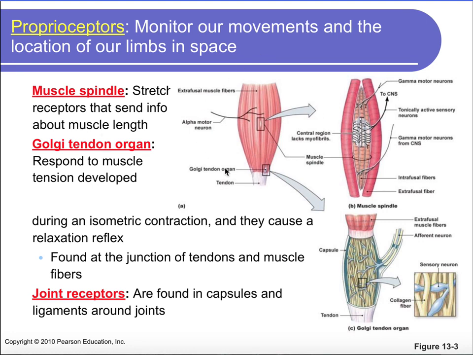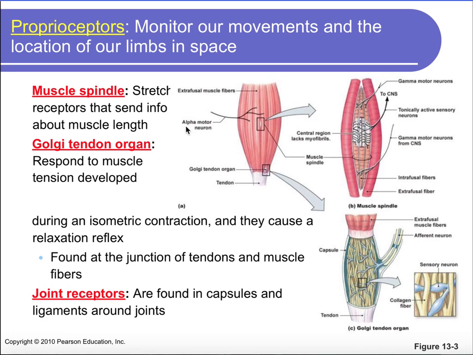So let's take a look at our muscle here. So this is our skeletal muscle. It's our normal muscle that we think of, and we're going to call these our extrafusal muscle fibers. And they are innervated by our somatic motor neuron, but specifically these are going to be your alpha motor neurons.